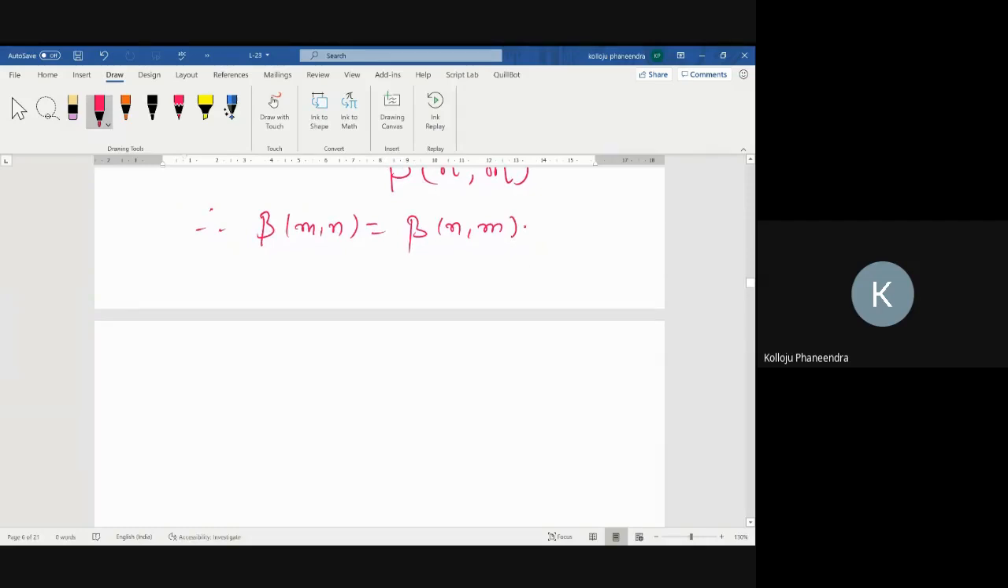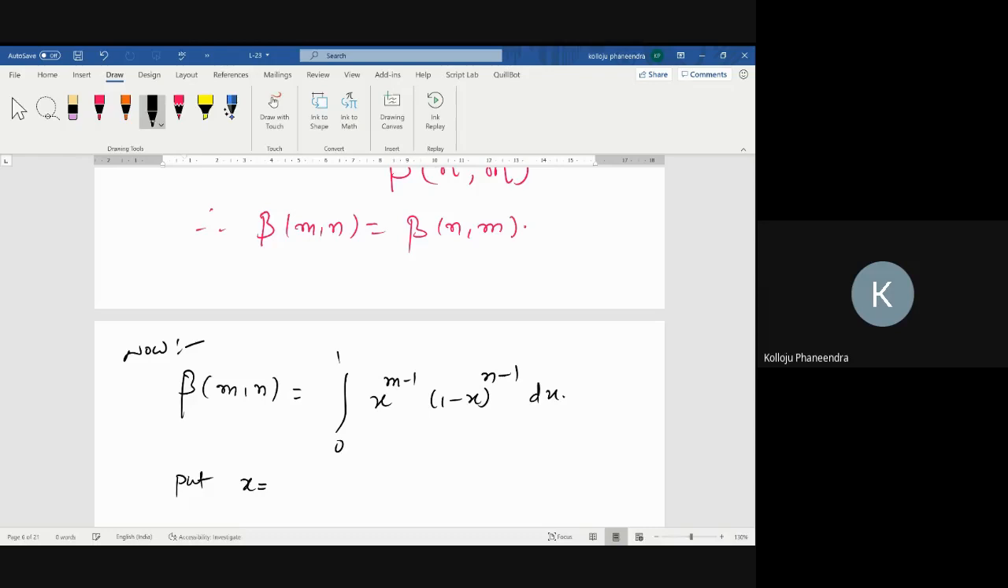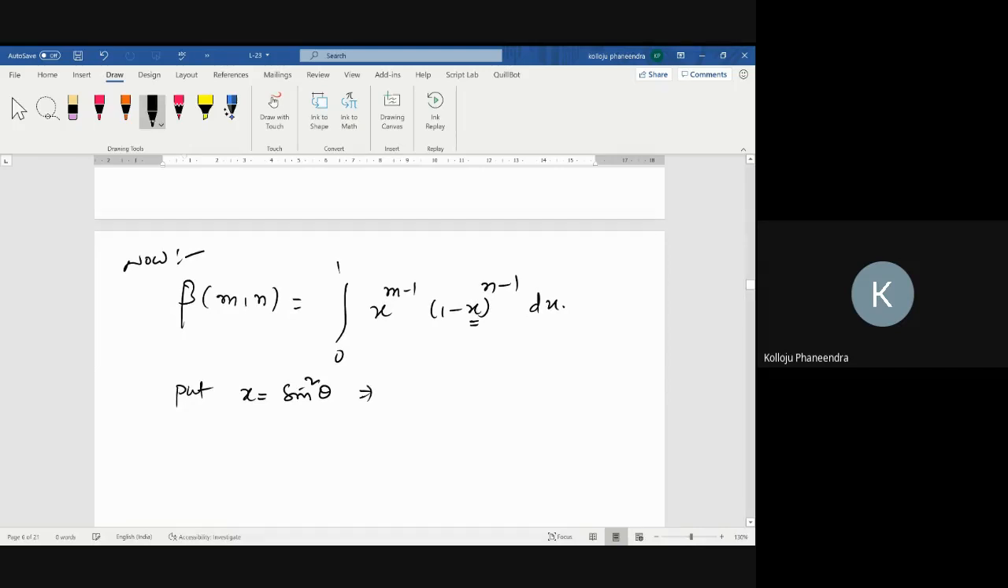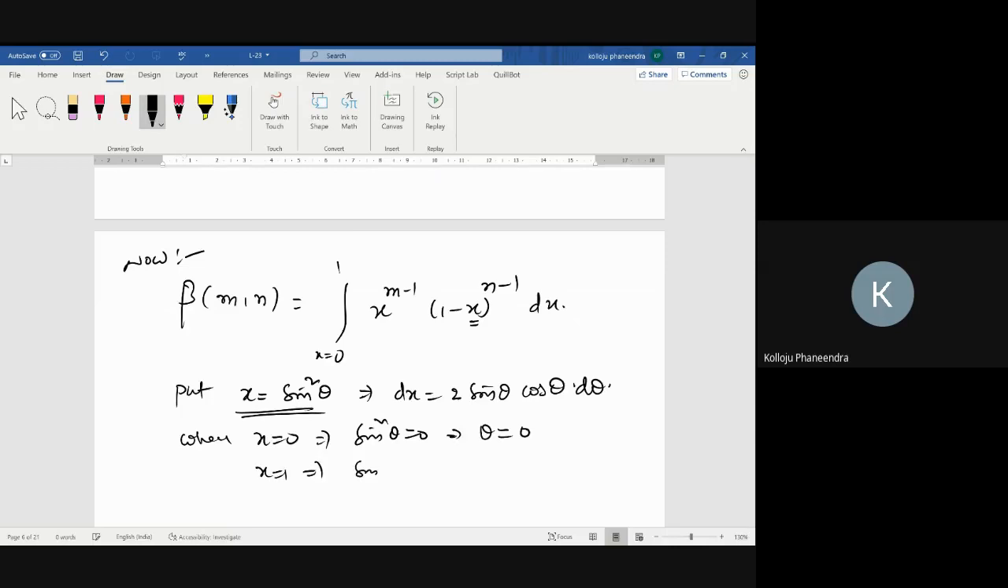And now, expressing the beta function in terms of polar coordinates. What is beta m n? Beta m n equals integral from 0 to 1 of x to the power of m minus 1, 1 minus x to the power of n minus 1 dx. Now, I'm putting x equal to sine square theta. Then what is dx equal to? 2 sine theta cos theta d theta. When x equal to 0, sine square theta is 0, which gives theta 0. When x equal to 1, sine square theta is 1, so theta is pi by 2.